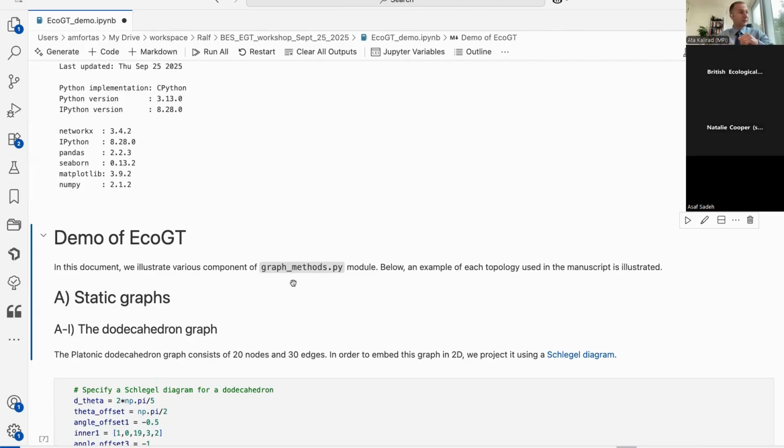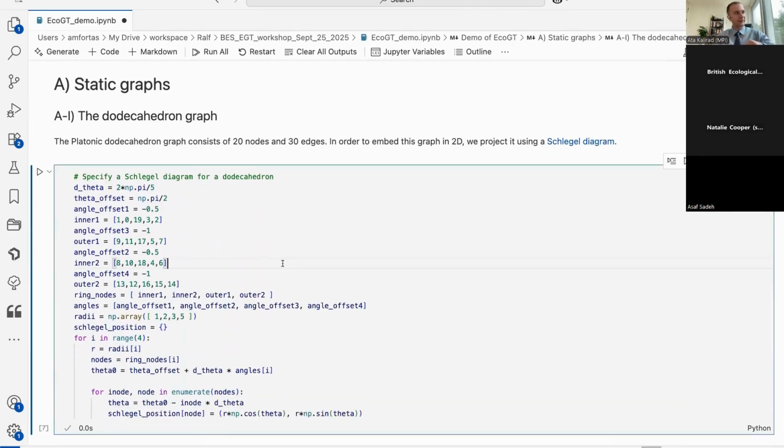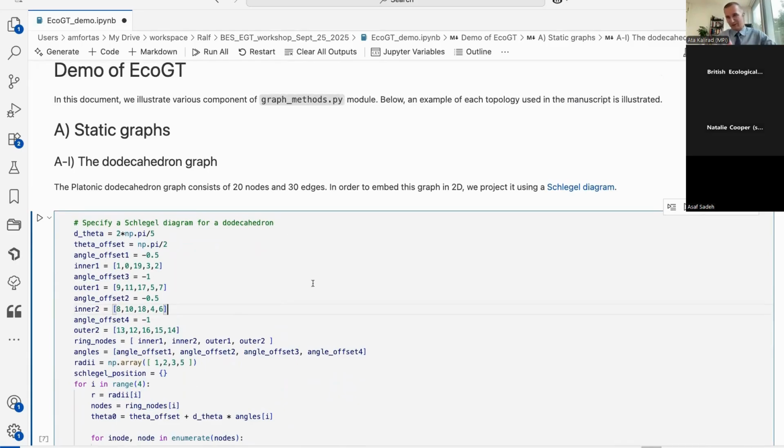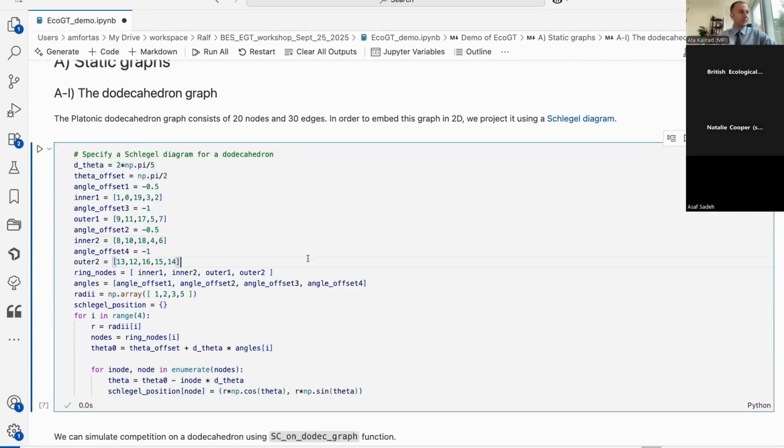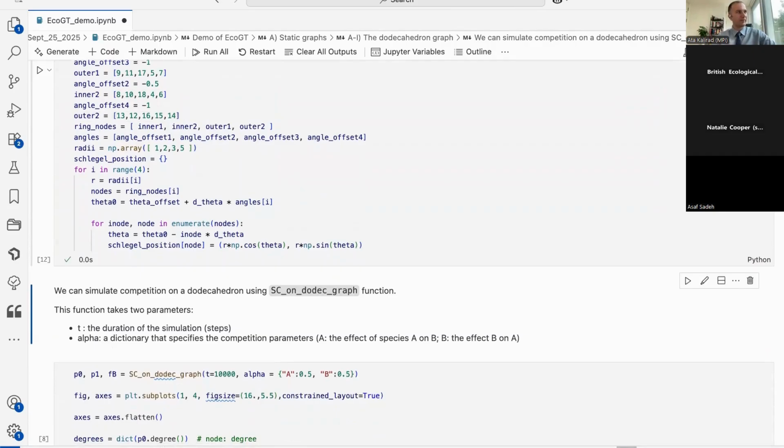So the first one of these is a dodecahedron. I use the dodecahedron in this section on static graphs. What I mean by that is that the topology of the graph itself is not changing during competition. In this case, I'm just using a Schlegel diagram to superimpose a dodecahedron, a 3D object, onto a two-dimensional space.